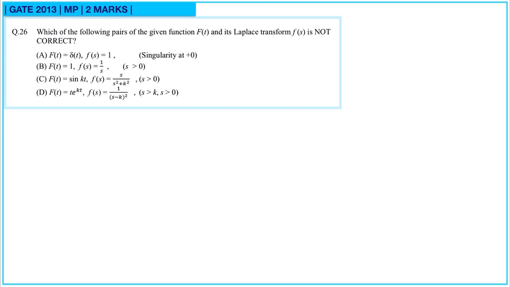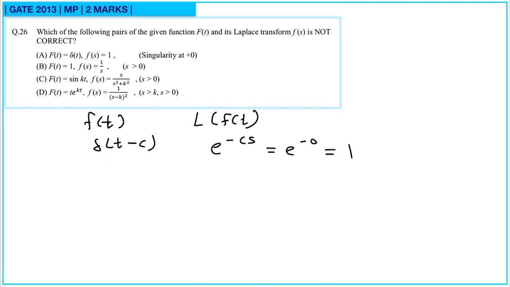Which of the following pairs of the function f(t) and its Laplace transform is not correct? So here f(t) is given and corresponding Laplace transform is also given. Now first one is delta of t. So if we have delta of (t minus c), then it is e raised to minus c into s. Now here if we compare, c is equal to 0. So this will be e raised to minus of 0, so that is 1. So option 1 is correct. Second one is 1 and its Laplace transform is 1 by s. So this is also correct.